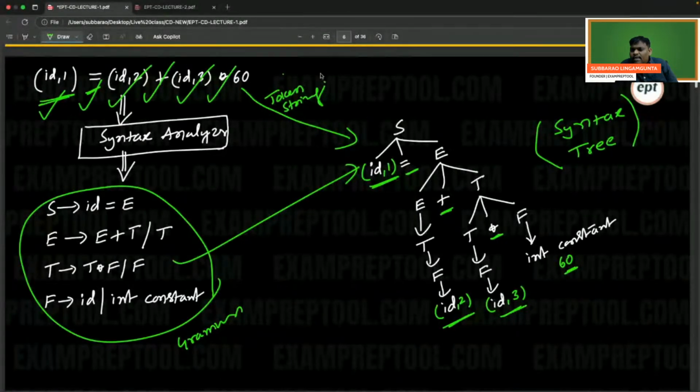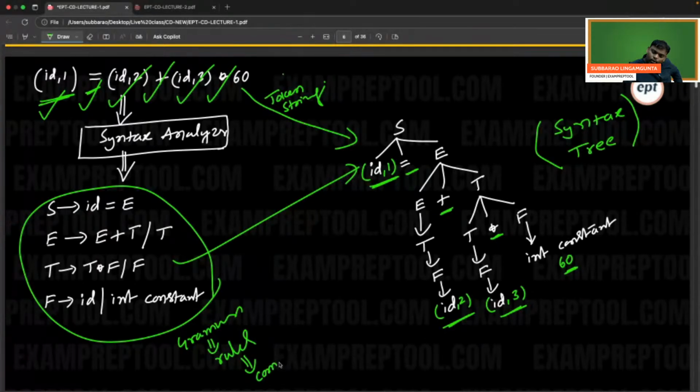Two things are input, okay. Syntax analyzer input is two things, string also and grammar also. Can anyone help? Grammar is given by whom? Remember everyone, grammar is nothing but rules. Rules are nothing but a compiler. That 1 lakh lines of code is grammar only.